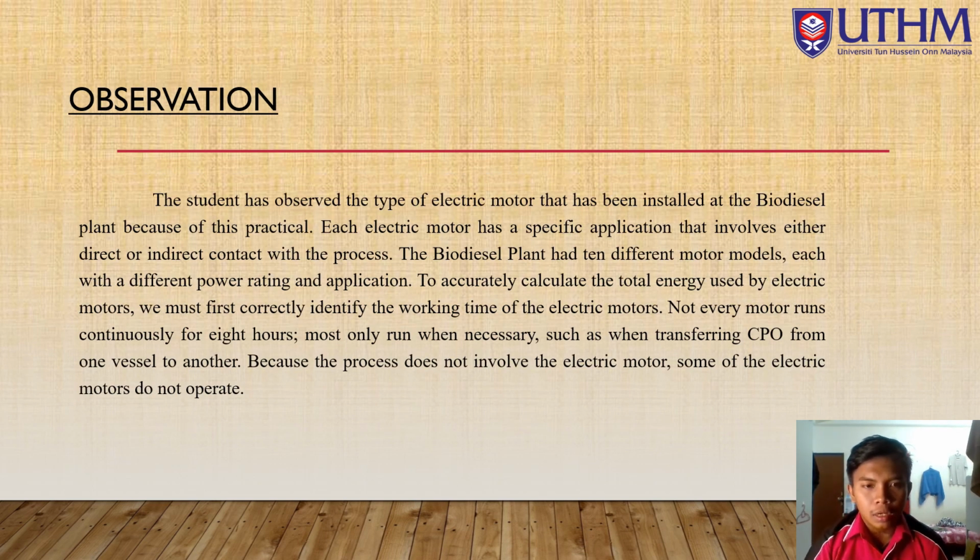For the observation, the students observed the type of electric motor that has been installed at the biodiesel plant for this practical. Each electric motor has a specific application that involves direct or indirect contact with the process. The biodiesel plant had 10 different motor models, each with a different power rating and application. To accurately calculate the total energy used by the electric motors, we must first correctly identify the working time of each electric motor. Not every motor runs continuously for 8 hours; it must only run when necessary, such as when transferring CPO from one vessel to another. Because the process does not involve the electric motor, some of the electric motors do not operate.